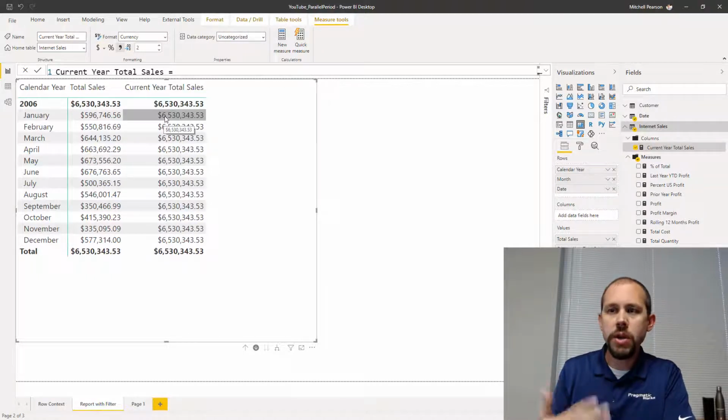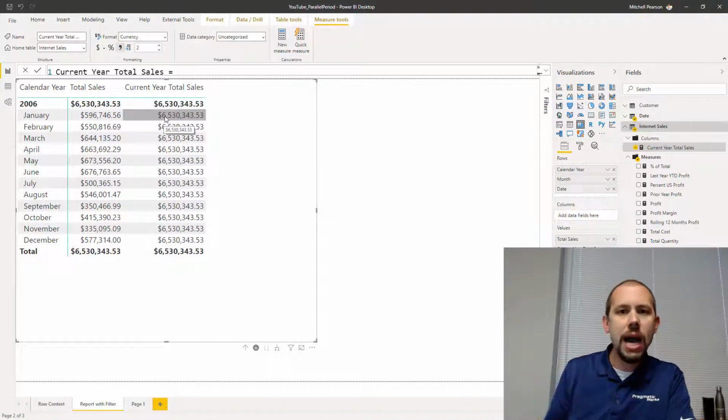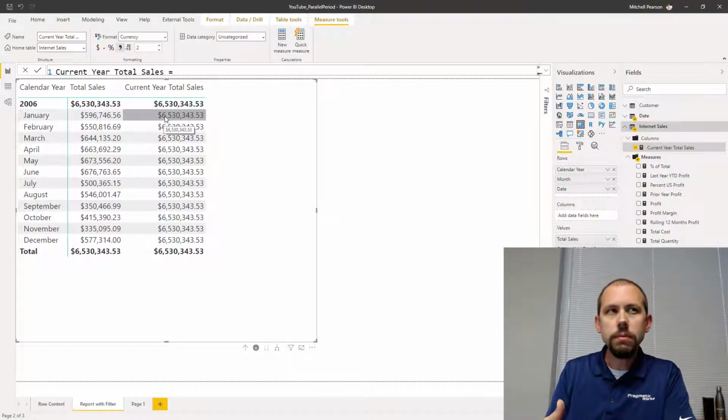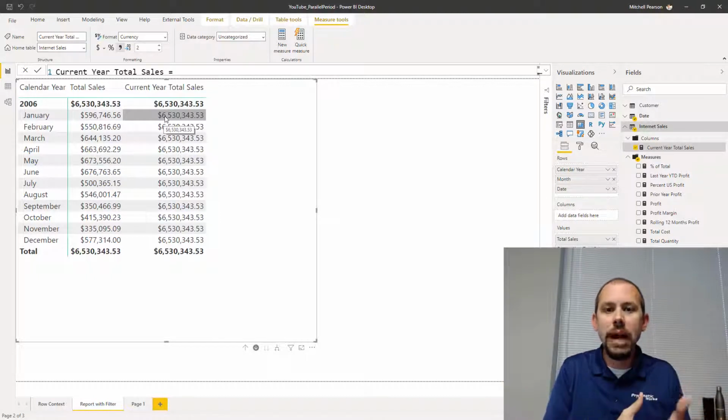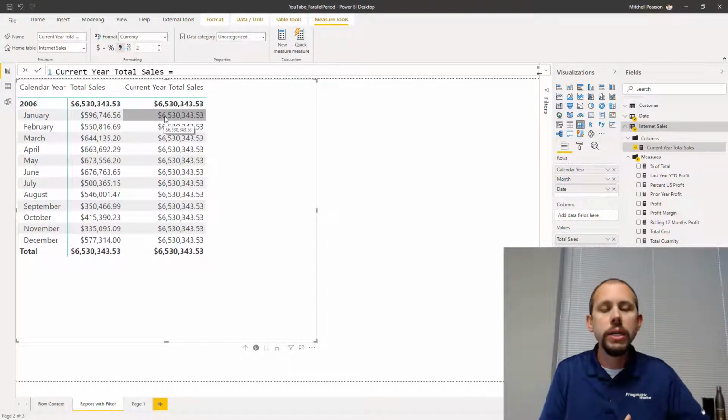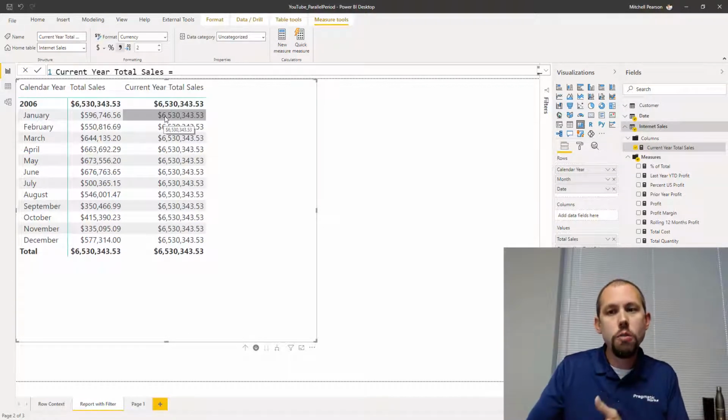Where parallel period really shines, and I'll probably do some videos on this at some point, in a 3-hour webinar I did at Pragmatic Works, go check out their YouTube channel, I talked about semi-additive measures. I don't think I got into blank values though, but where parallel period works great is you can get like the closing balance or the very last balance of like a prior month or a prior year, even when you have blank values.